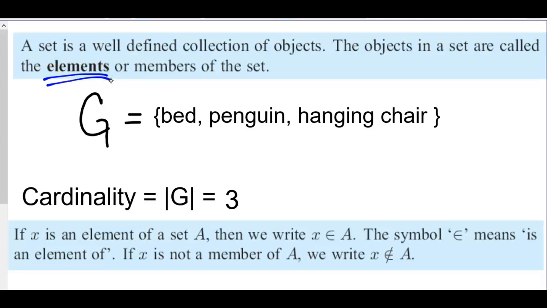Hey, we usually use a capital letter for a set. And in this case, I just said G. We asked somebody in class, your 3 favorite things, and they said bed, penguin, hanging chair. Those are elements. It doesn't have to be 5, 7, 12, -3. Those are cool things too. But the more you think abstractly or as an object, the more maybe you can do with that set.